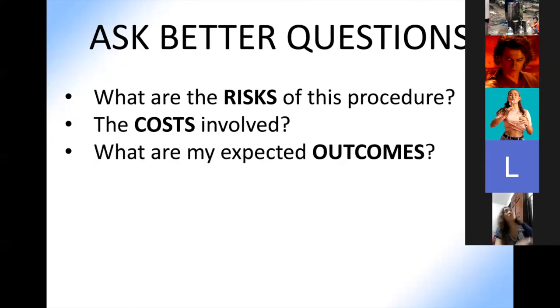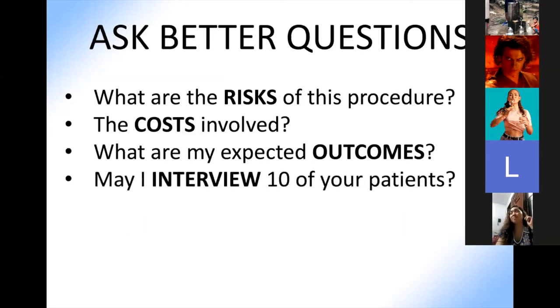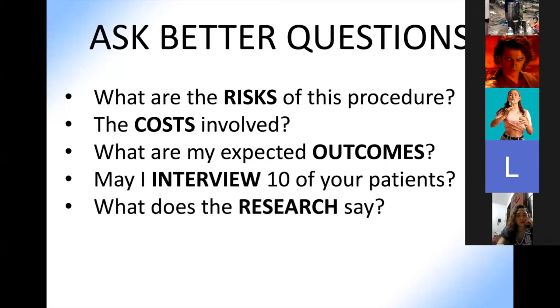Then you want to look at what your expected outcomes are, right? We talked about loss of range of motion. What else? Is loss of feeling probable, right? Or is it nothing at all? Okay. You should always ask a doctor if you can interview some of their patients to see what their outcomes were, if they're happy with it, especially patients that are five years post-surgery. And then look at the research, right? Instead of Google, try using Google Scholar, because Google Scholar is actually peer-reviewed literature. If you just do a Google search, you're just gonna get people giving you their opinions.